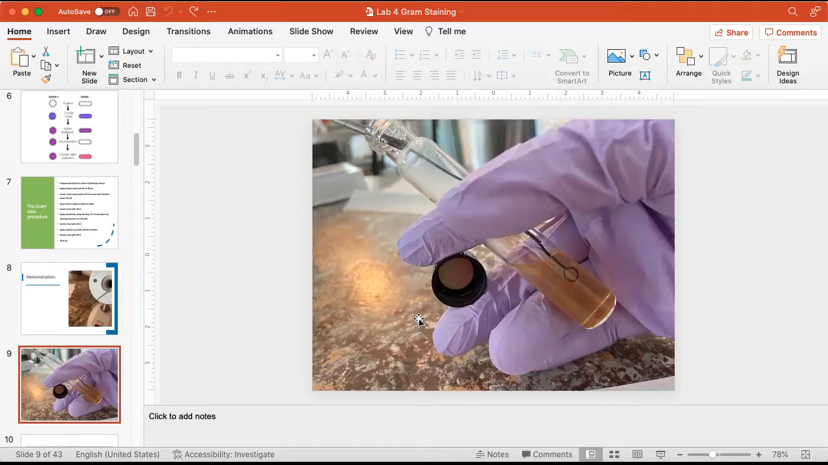Notice too that I am keeping the cap to the test tube in my hand. I don't want to put the cap down on the desk because I'll contaminate the cap. And when I go to put it back on, I'll end up contaminating the test tube.